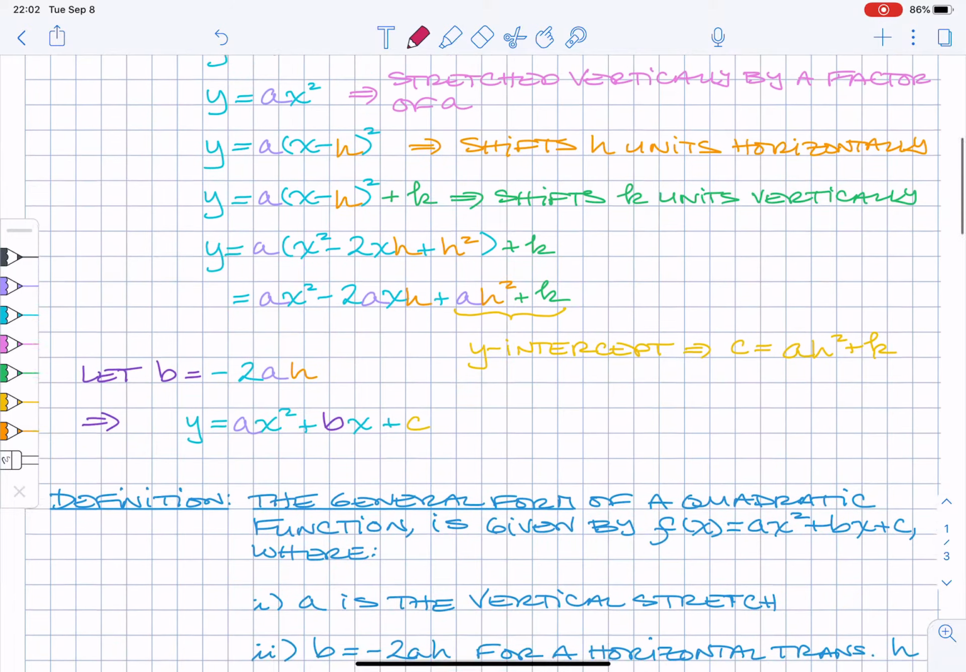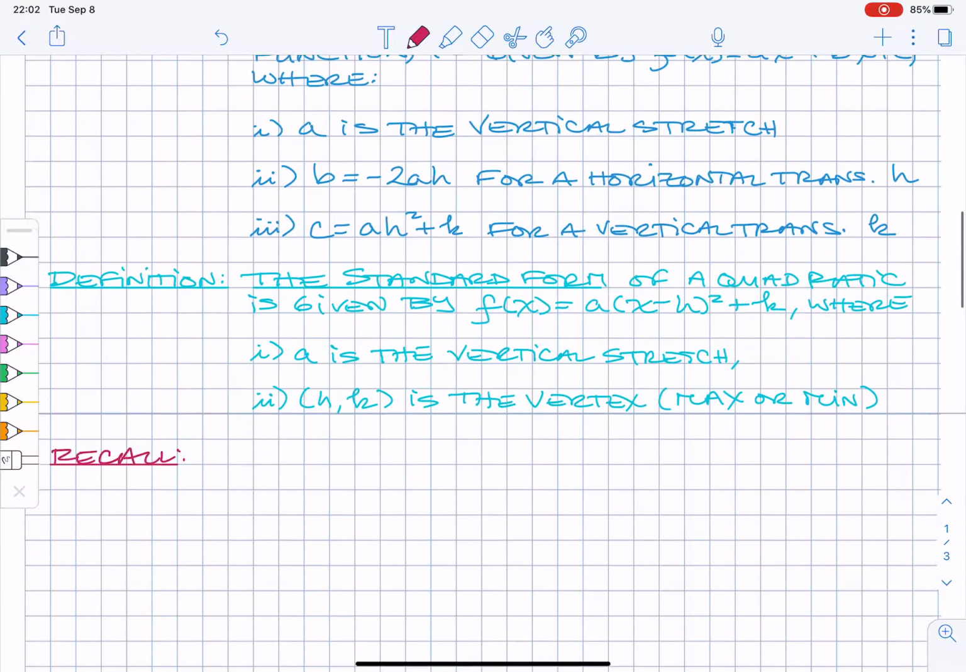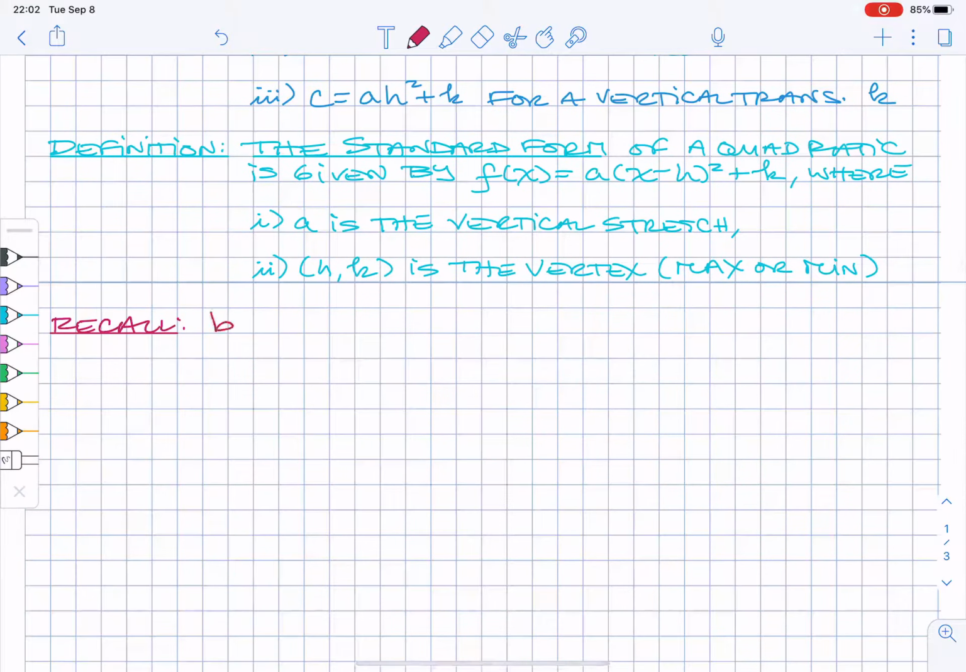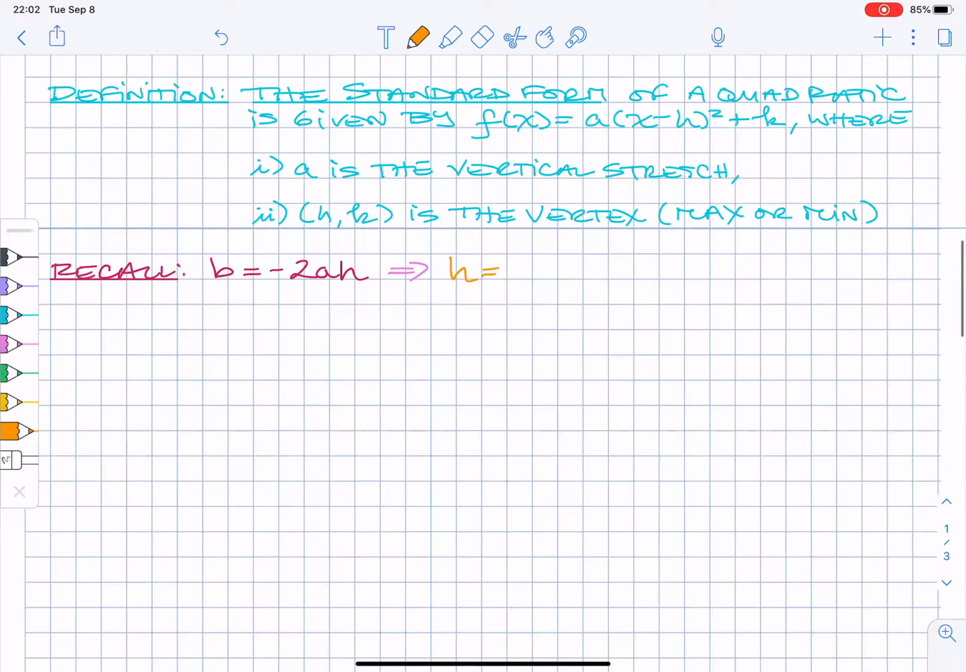What did we have? We had that b was negative 2ah. So b is equal to negative 2ah. So what that means is that we can solve for h. So h, if I divide both sides by negative 2a, is going to be negative b over 2a.